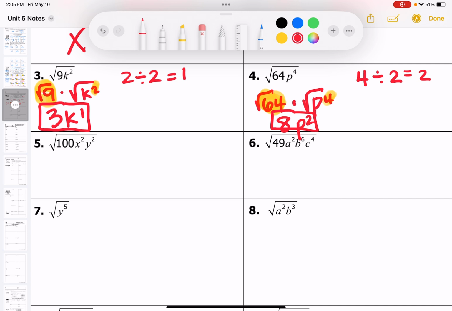All right, number 5, we have square root of 100 x squared y squared. So this time, I'm going to break it up into 3 separate square roots. Everything gets its own square root. So this we can type in the calculator. So when I do that, I get 10. X has an exponent of 2, which is divisible by 2. So I'm going to do 2 divided by 2, and I get 1. Y also has an exponent of 2, so I'm going to do 2 divided by 2 and get 1. So this is my final answer.